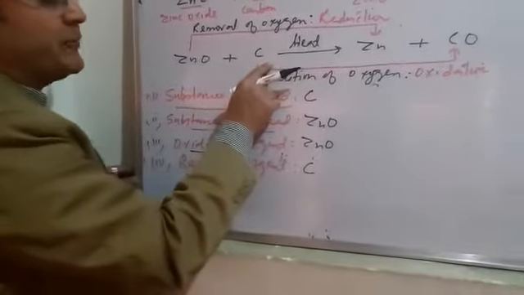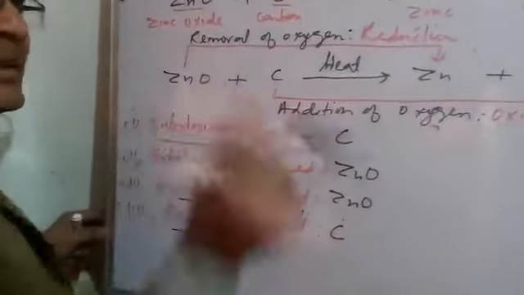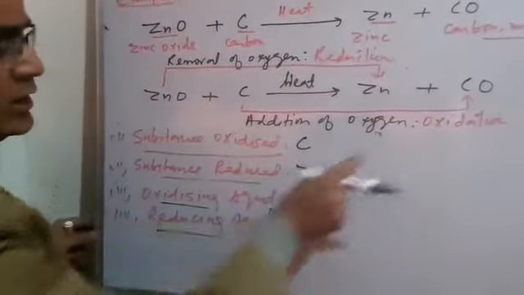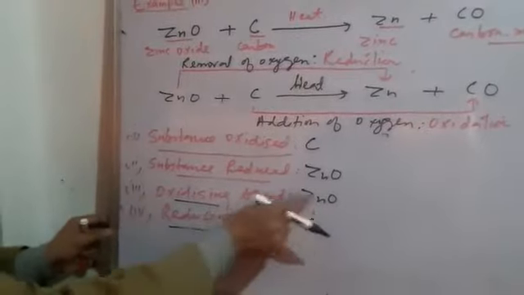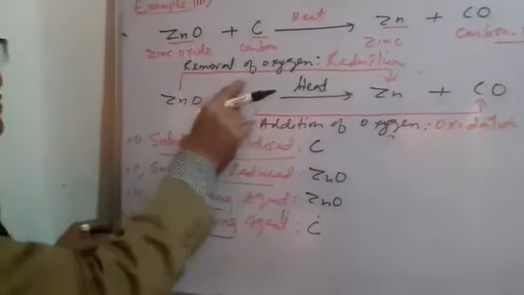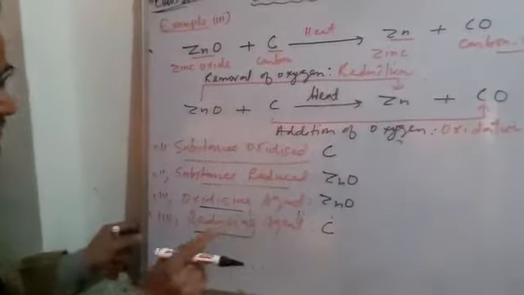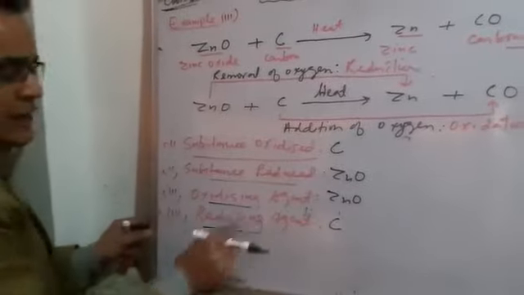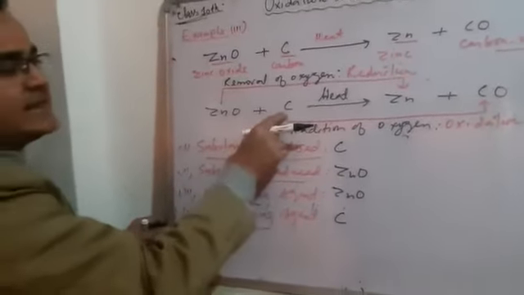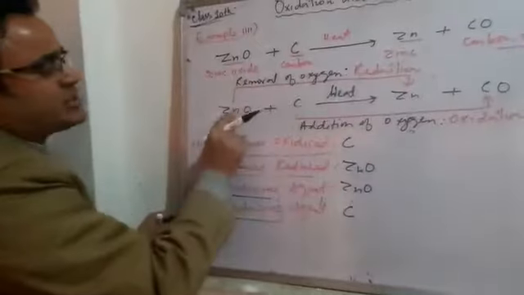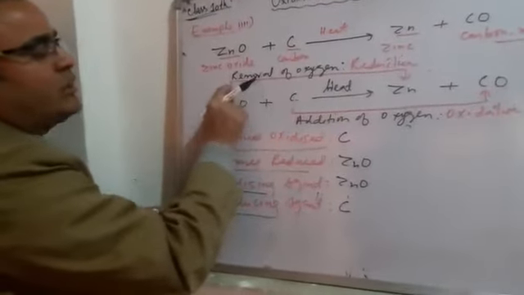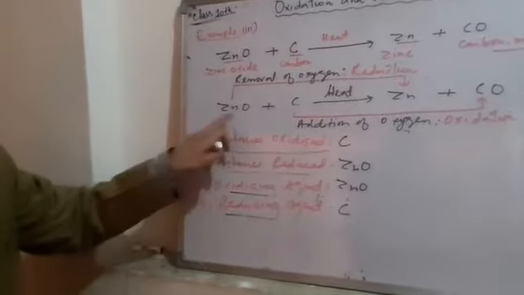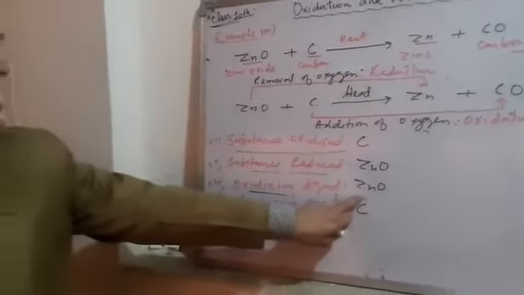And you know by definition, yesterday I gave you the definition, the substance which gives oxygen for oxidation is called an oxidizing agent. So here it is ZnO, because zinc oxide gives oxygen for oxidation. And by definition, the reducing agent is the substance which removes oxygen. So here carbon in this reaction is a reducing agent because carbon is responsible to remove oxygen from zinc oxide. So in this reaction, carbon is the reducing agent and zinc oxide is the oxidizing agent.